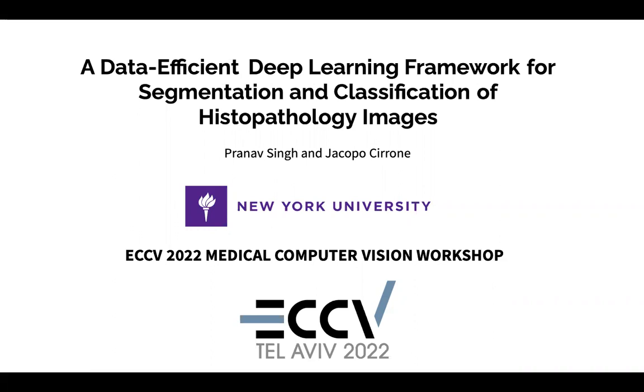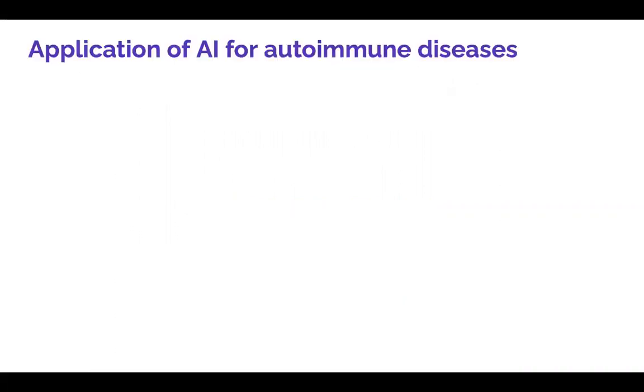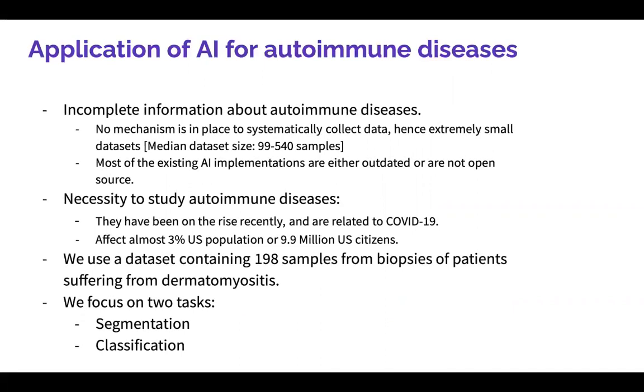With this paper, we'd like to bring your attention to the application of AI for autoimmune diseases, a topic that's been rather underrepresented in medical imaging. This is primarily because we have incomplete information about autoimmune diseases and there are no existing pipelines to collect data for autoimmune diseases as there are for other diseases. Because of this, the data set size for autoimmune diseases is fairly small. It is imperative to study autoimmune diseases in today's context because, one, they are on the rise, and secondly, because existing AI techniques are either outdated or don't have an open source implementation.